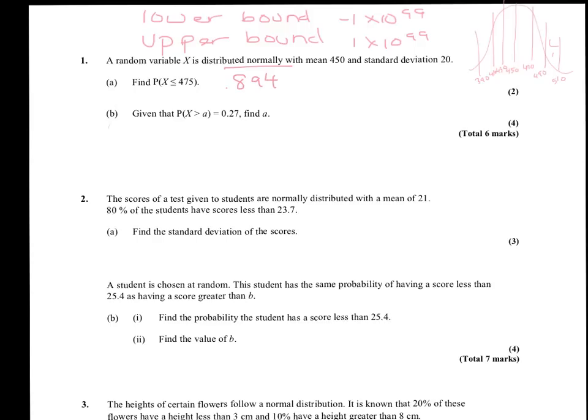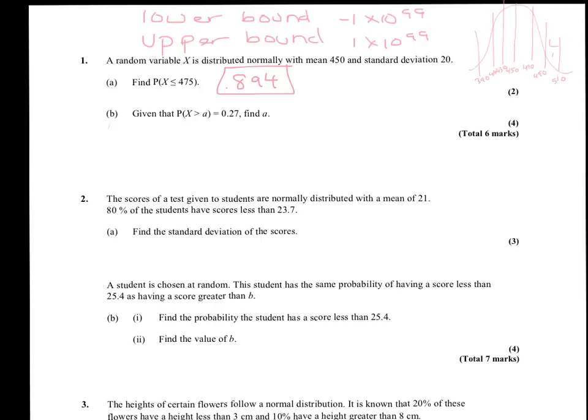So we get that our probability of it being less than or equal to 475 is 0.894. Now, the other nice thing about the normal distribution is you don't have to worry about the difference between x is less than 475 and x is less than or equal to 475. Both of those are going to be the same probability, and you get to enter them the same way, unlike the way it is with binomial distribution.